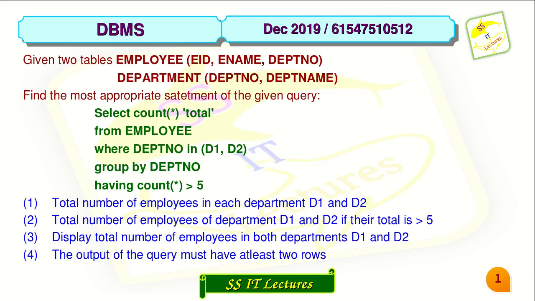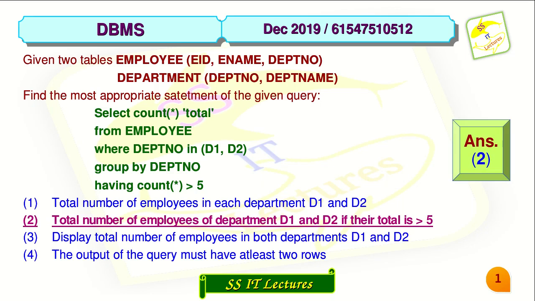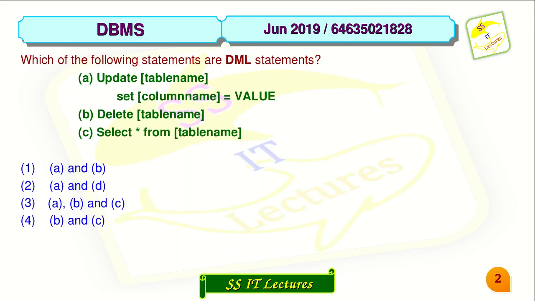So the correct option is total number of employees of department D1 and D2 if the total is greater than 5. Second query, which of the following statements are DML statements?